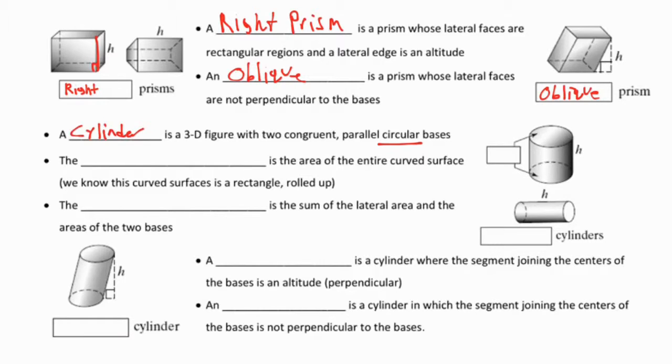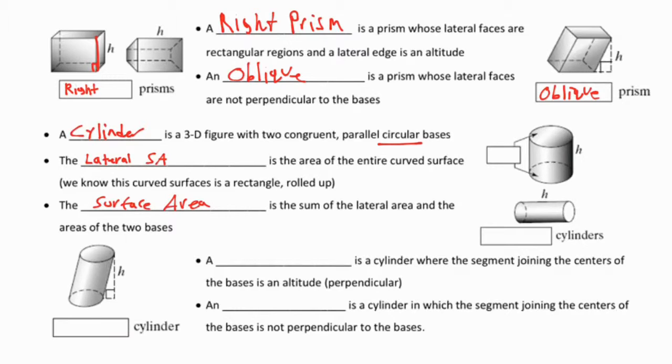The blank is the area of the entire curved surface. So the curved surface is in between the 2 bases. So this is going to be known as lateral surface area. And then the lateral surface area plus the 2 bases is also going to be known as surface area. So whatever you're finding surface area of a cylinder, they're kind of the same thing as a prism.